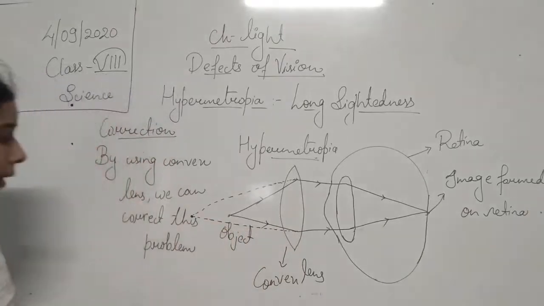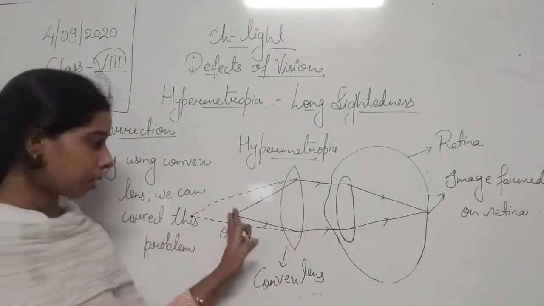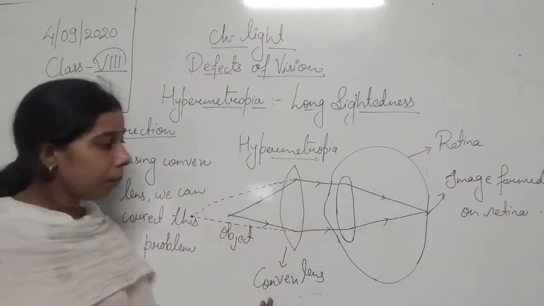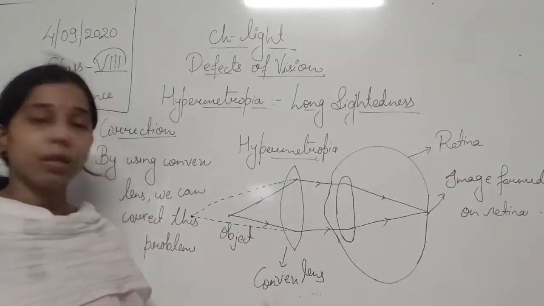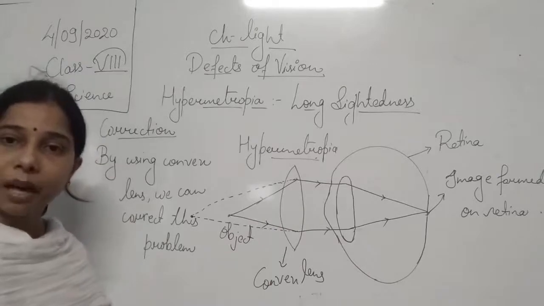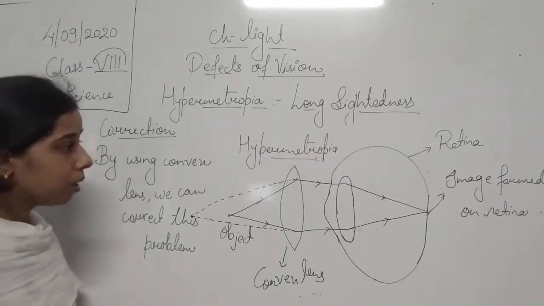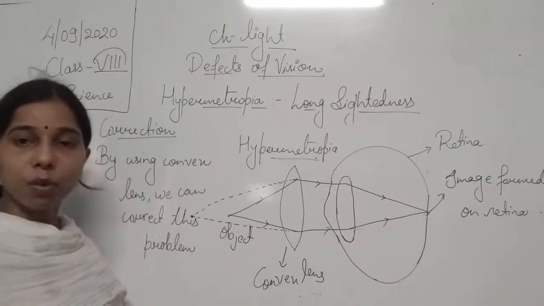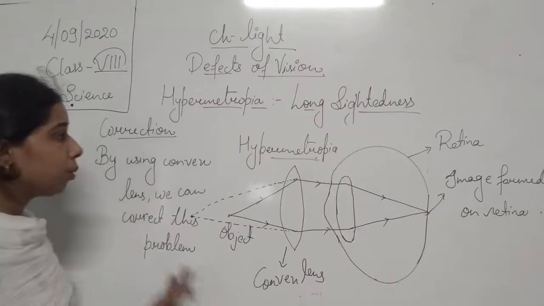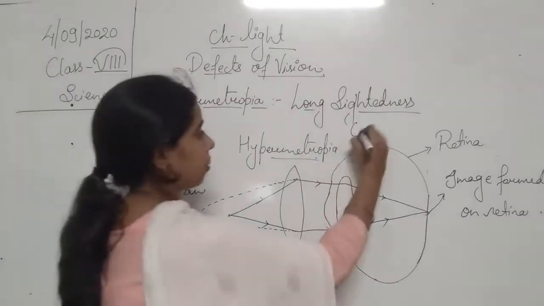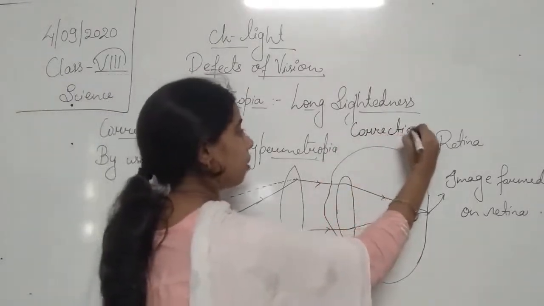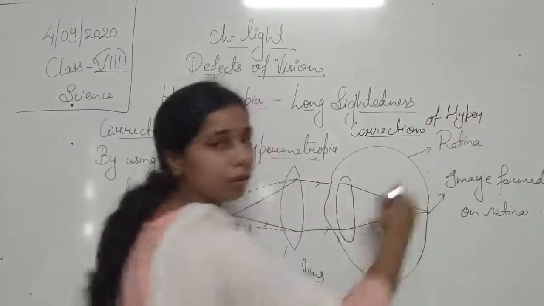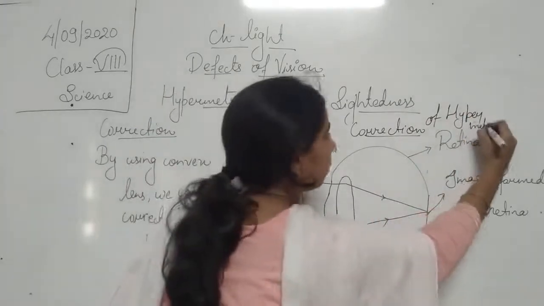Okay, so it appears that it is coming from this object, but actually it is coming from the nearby object, student. So you can see this convex lens helps in making the image on the retina rather than behind the retina. So with the help of the convex lens, we can form the image on the retina. Okay, so this is what? This is the correction of hypermetropia.